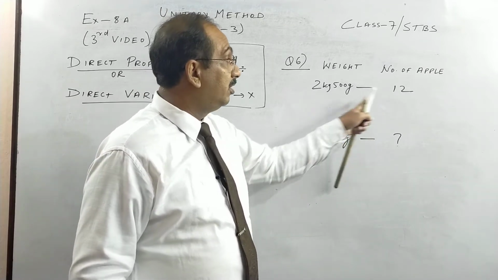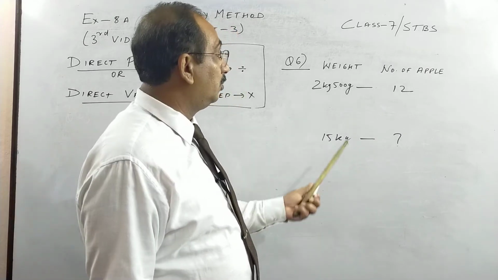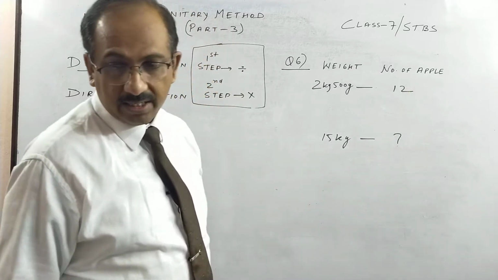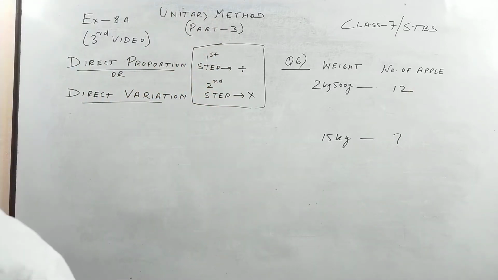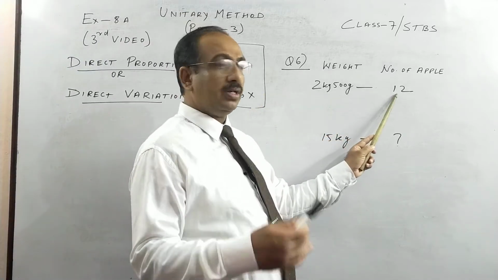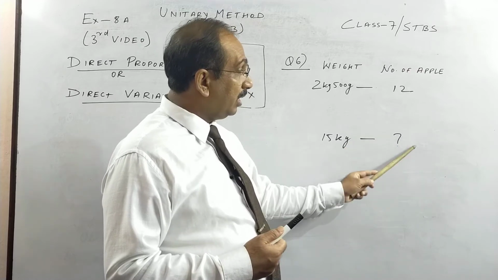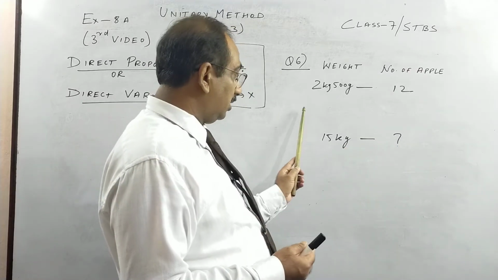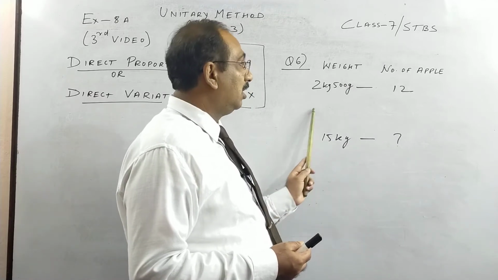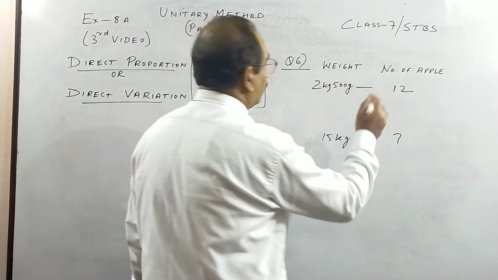So see, I have reversed it. Why? In the unitary method, one very important thing I told you, what you have to find should be coming on the right side column. So children, remember this, 12 apples weigh 2 kg 500 gram. I have reversed it because I want the number of apples as my final answer. So the question is, 12 apples weigh this much, how many apples will weigh 15 kg? I have reversed it like this now because I want the number of apples.